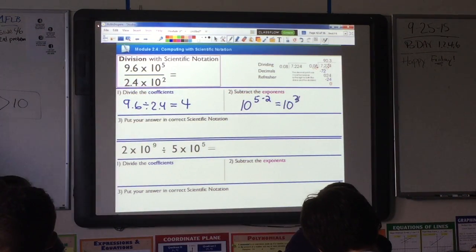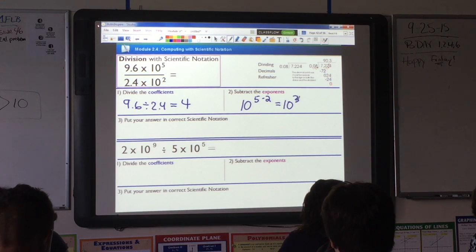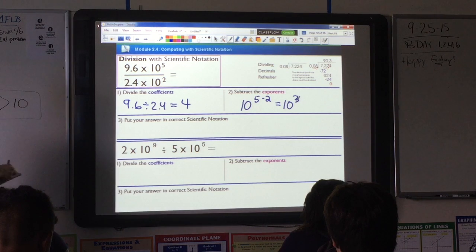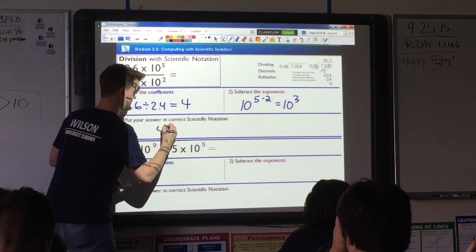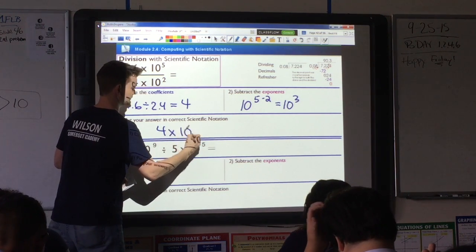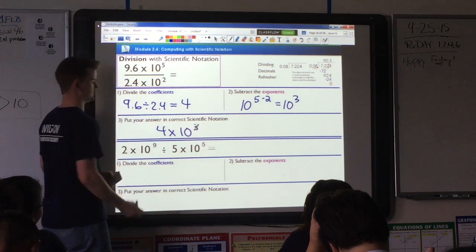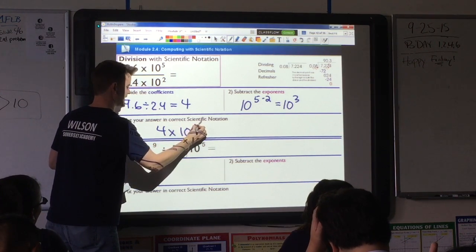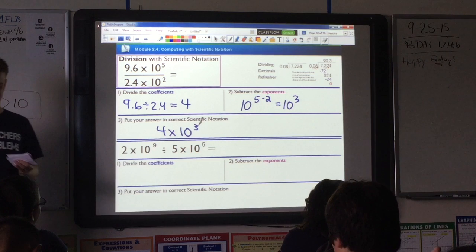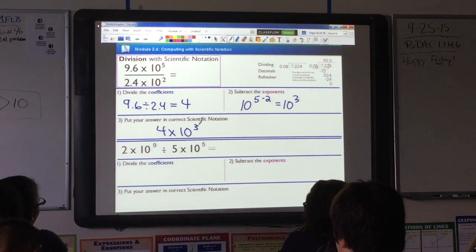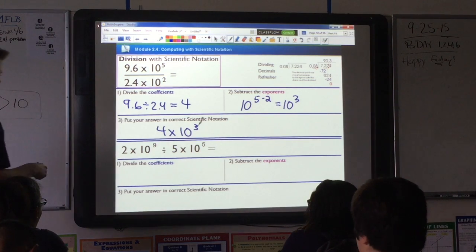What is going to be our answer in good scientific notation? 4 times 10 to the third power. 4 times 10 to the third. I double check my coefficient. It's greater than or equal to 1. It's less than 10. Good job. All right, let's go to Rachel.